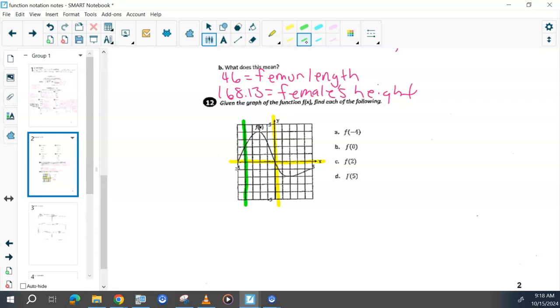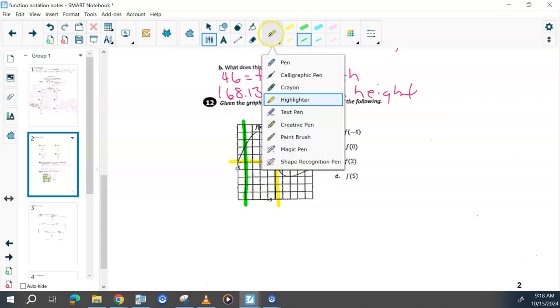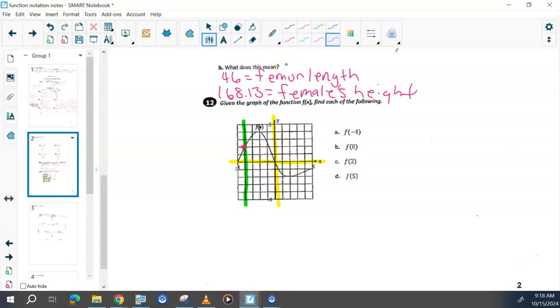Somewhere here, along here, when my x is -4, what's my y value on this line, on this function? +2. So I would write that as y equals 2, or I can say f of x equals 2. So then what would f of 0 be? 0. It's going to cross it at 0.